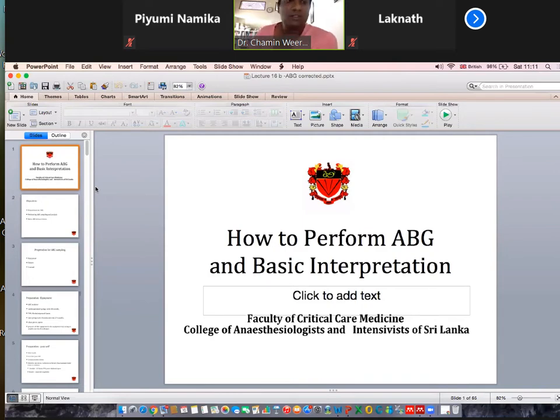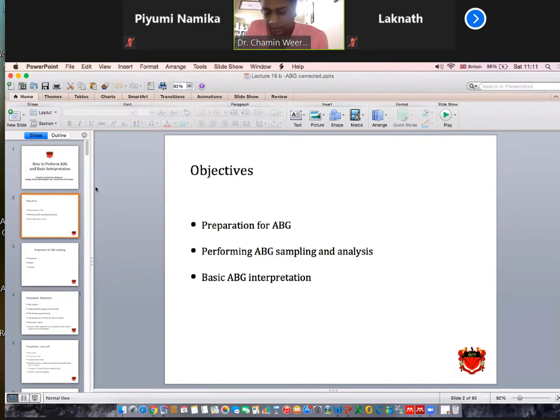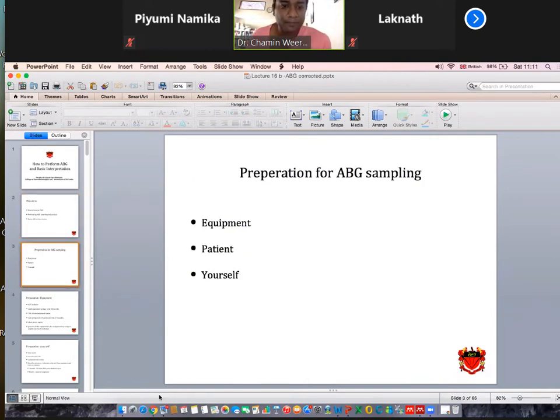Okay, to start with, the topic is how to perform an ABG and basic interpretation. So to start with, regarding doing an ABG, I'll ask some questions. Can somebody tell me how you would do an ABG? Say that you're in the medicine ward and your HO has asked you to do an ABG on a pneumonia patient who is dyspneic. How would you perform the ABG?